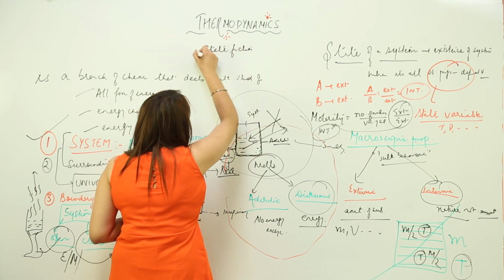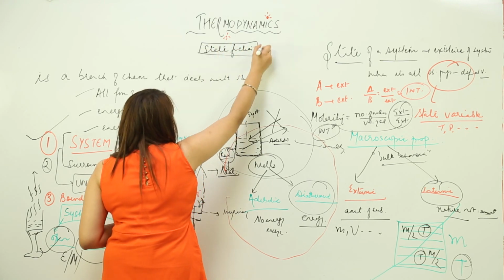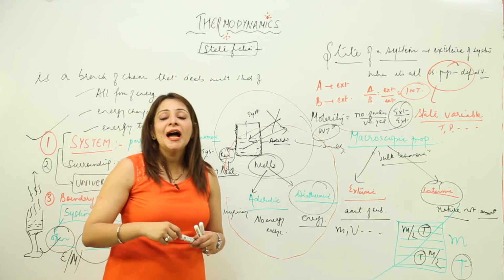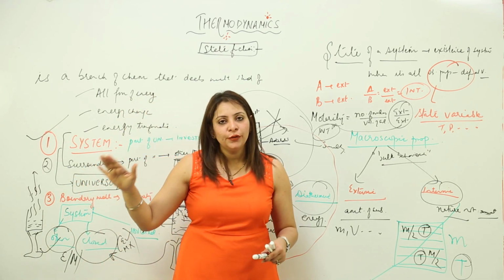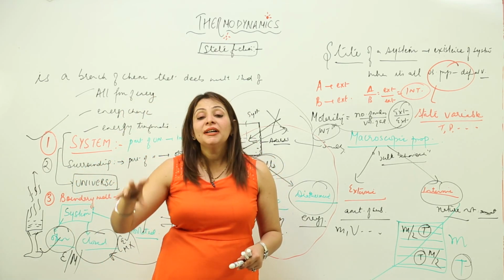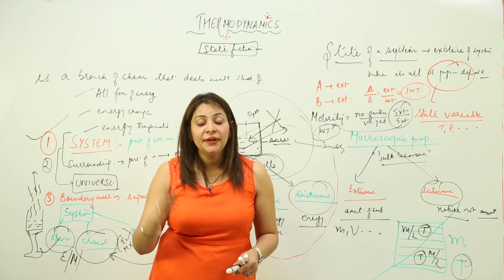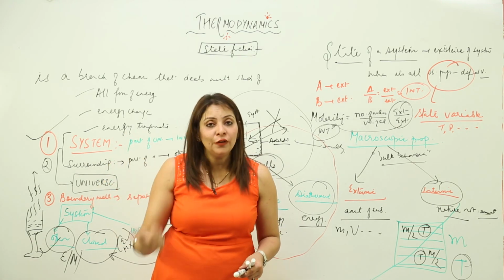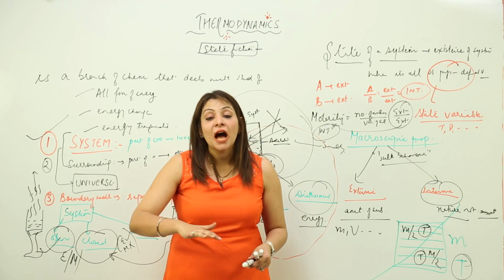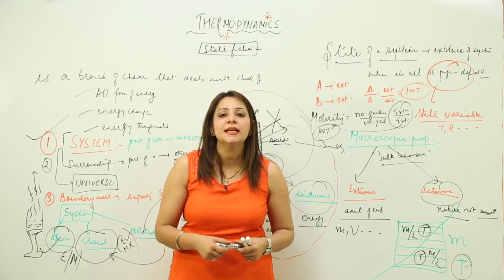What do you mean by state function? See, that property is called, like all the properties, we are talking about all the properties, right? But out of all properties, the properties which depend upon the initial and the final state and don't depend on how that state is being achieved are called state functions.